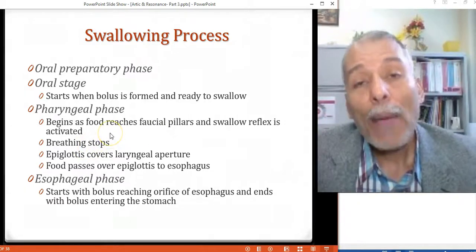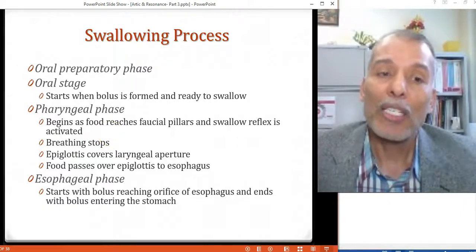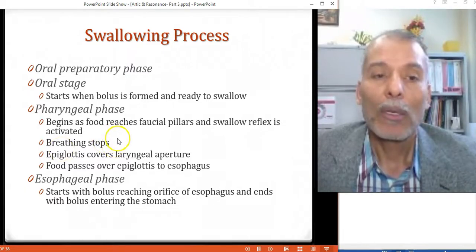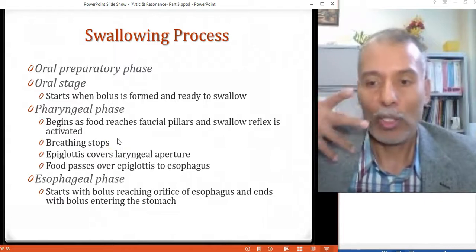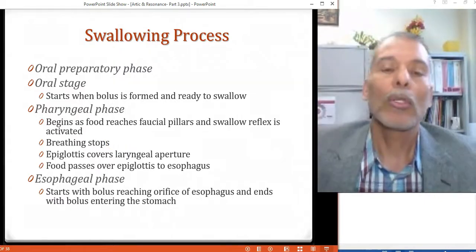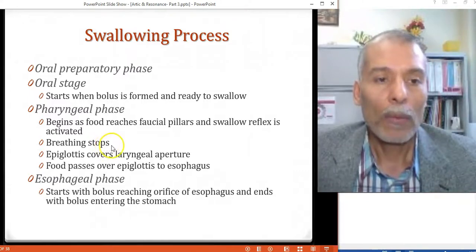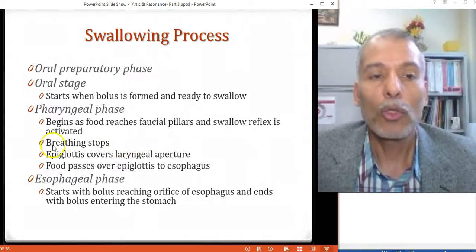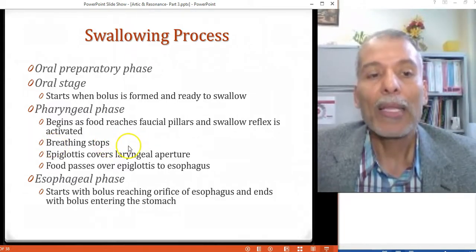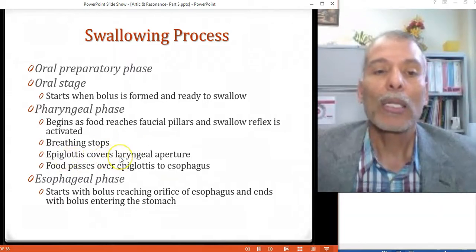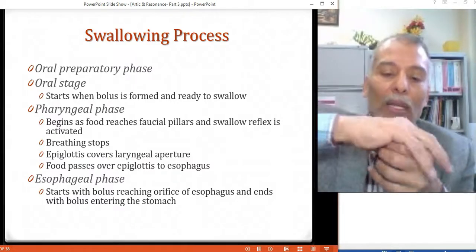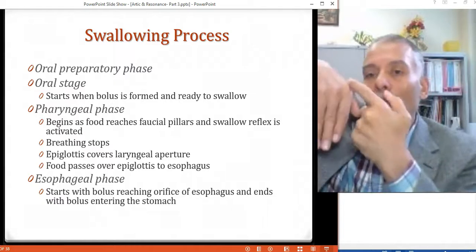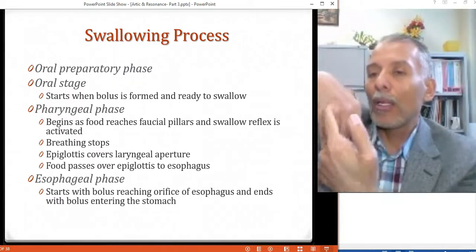At this point, what happens during this very, very important stage? Number one, breathing stops. Because if you swallow when you are breathing, food is going to go right into your vocal folds, and that is going to cause you to choke, and it would be very dangerous. So breathing stops, and the epiglottis covers the laryngeal inlet to protect the opening of your airway. And food is going to go on top of the epiglottis.